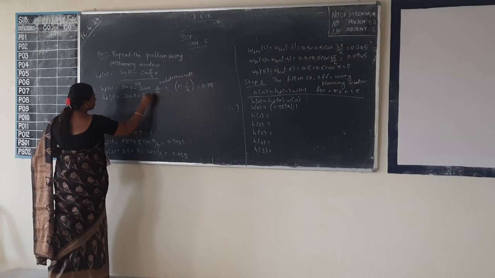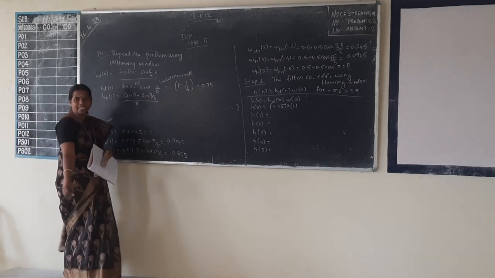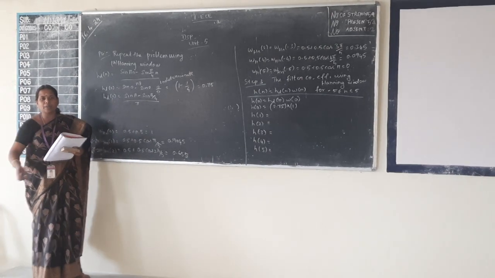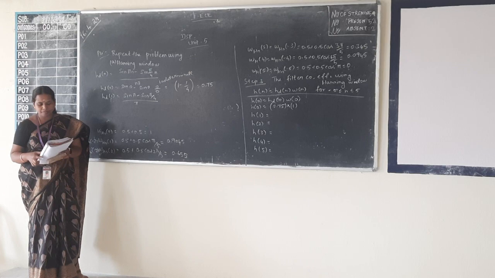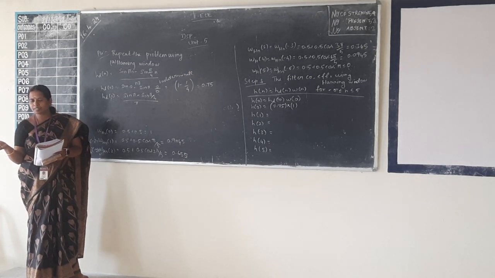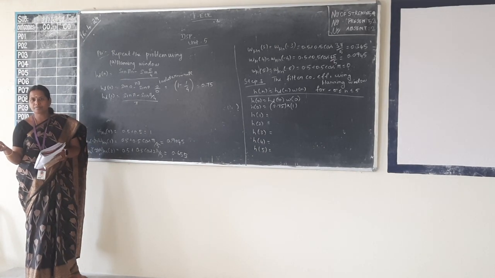Sin pi by 4 divided by pi. Use a calculator to find the answer. Sin pi minus sin pi by 4 divided by pi. Minus 0.225, right? So we will calculate this.